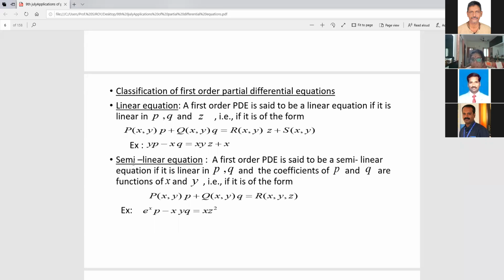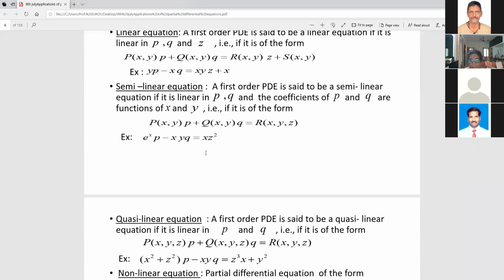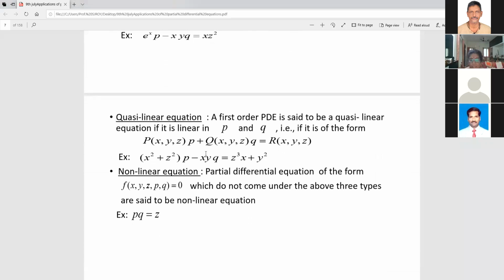Of course. Semi-linear: when do we say it is semi-linear? A first order PDE is said to be semi-linear if it is linear in p and q, and the coefficients of p and q are functions of x and y alone. Here you can have a non-linear term with respect to z. That is the basic difference between semi-linear and linear. Okay, fine. Now next, let us see the quasi-linear equation.